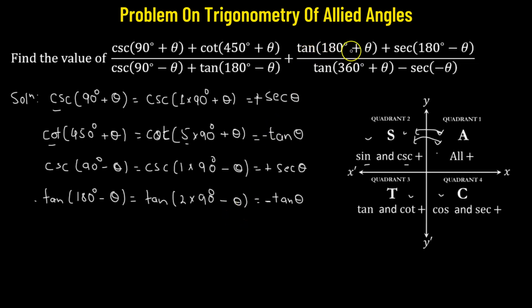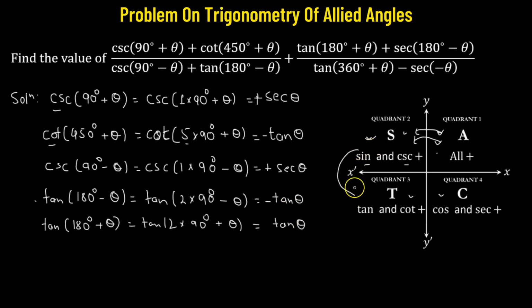Then coming to tangent of 180 degree plus theta. This will be equal to tangent of 2 times 90 plus theta. We have an even multiple of 90 degrees, so this is going to remain as the tangent function. We have tangent of theta. 2 times 90 means we are in the second quadrant, but we are adding theta to it, taking us to the third quadrant. In the third quadrant tangent and cotangent are positive, so we're going to get positive tangent theta.